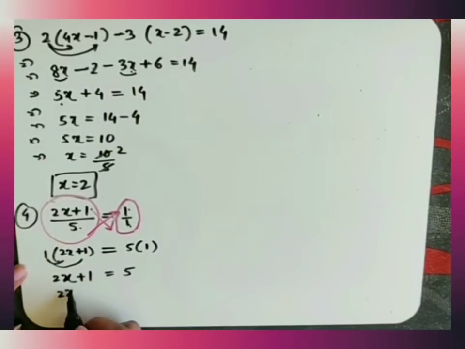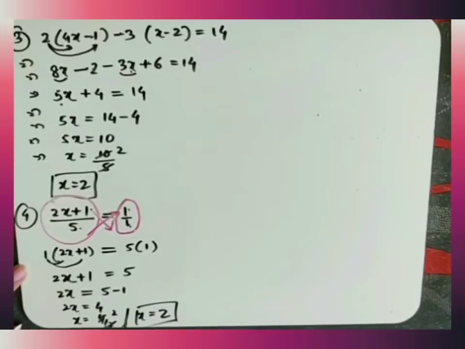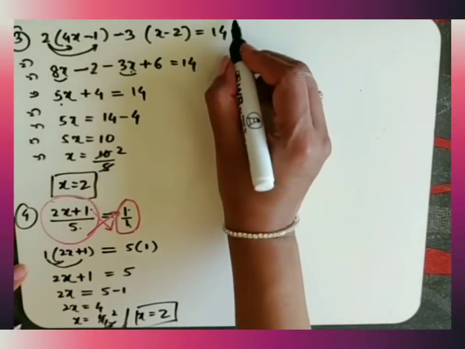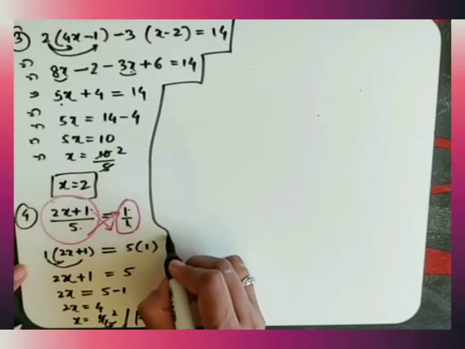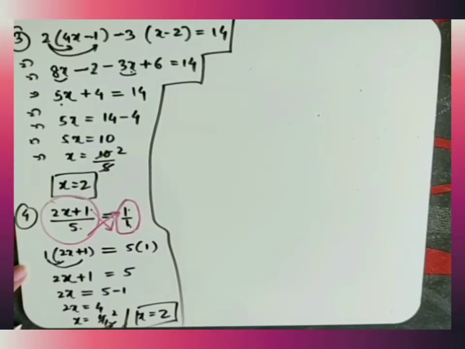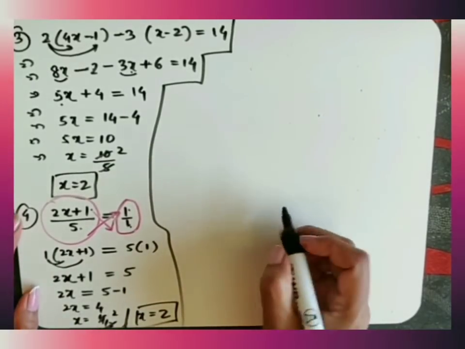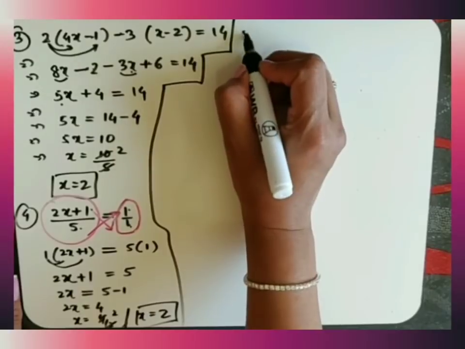Now you have x term only this side, equal to 5, and bring plus 1 across, this will become minus 1. So 2x equal to 5 minus 1, 4. X equal to 4 over 2. So x equal to 2 is our solution. Now take another example here. So let's take another example, question number 5.